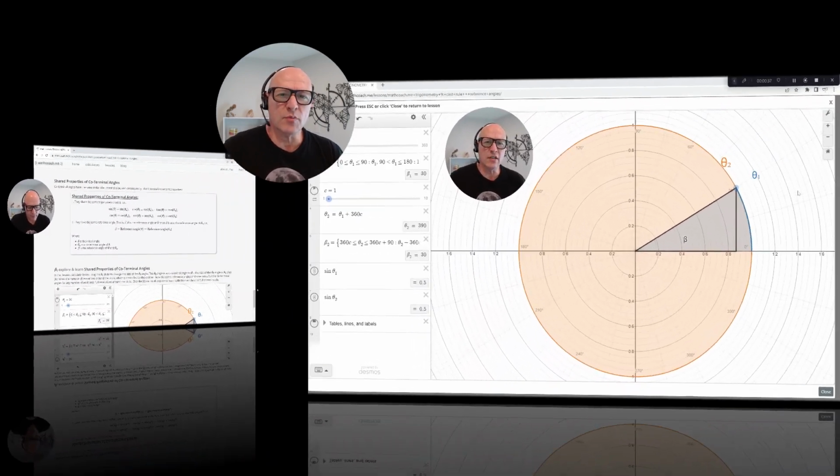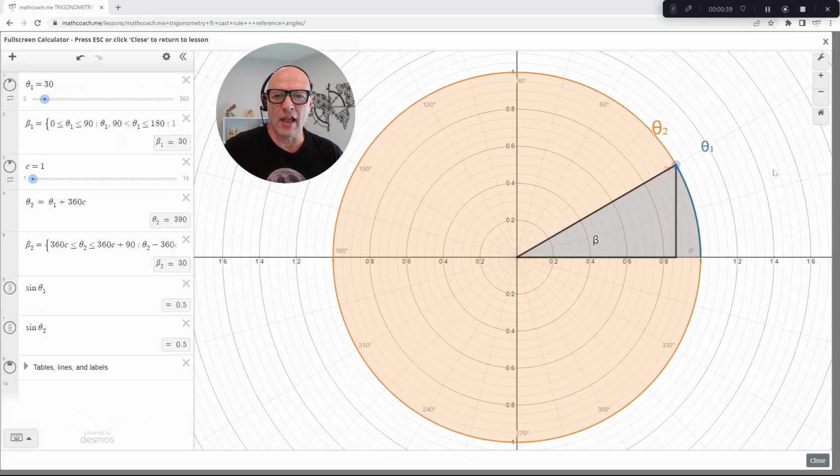We can use this Desmos calculator to explore coterminal angles. So I have theta 1 here in blue, and it's between 0 and 360. And I can use this slider to change its value. And I've got this coterminal angle, theta 2, which is calculated from that. It's simply theta 1 plus 360 times the number of revolutions. And I can control this slider to control the number of revolutions.